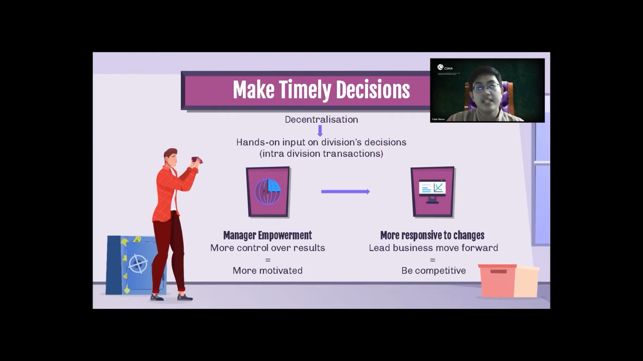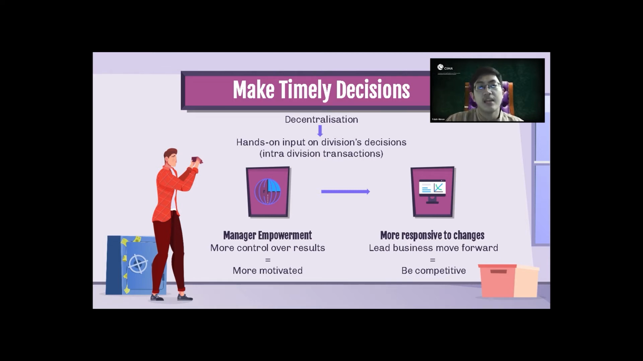In terms of organizational management, transfer pricing improves managers' performance by helping them to, firstly, make timely decisions. One of the effects of transfer pricing is decentralization that promotes more timely decisions among managers, since they have hands-on input on decisions, especially on intra-division transactions.